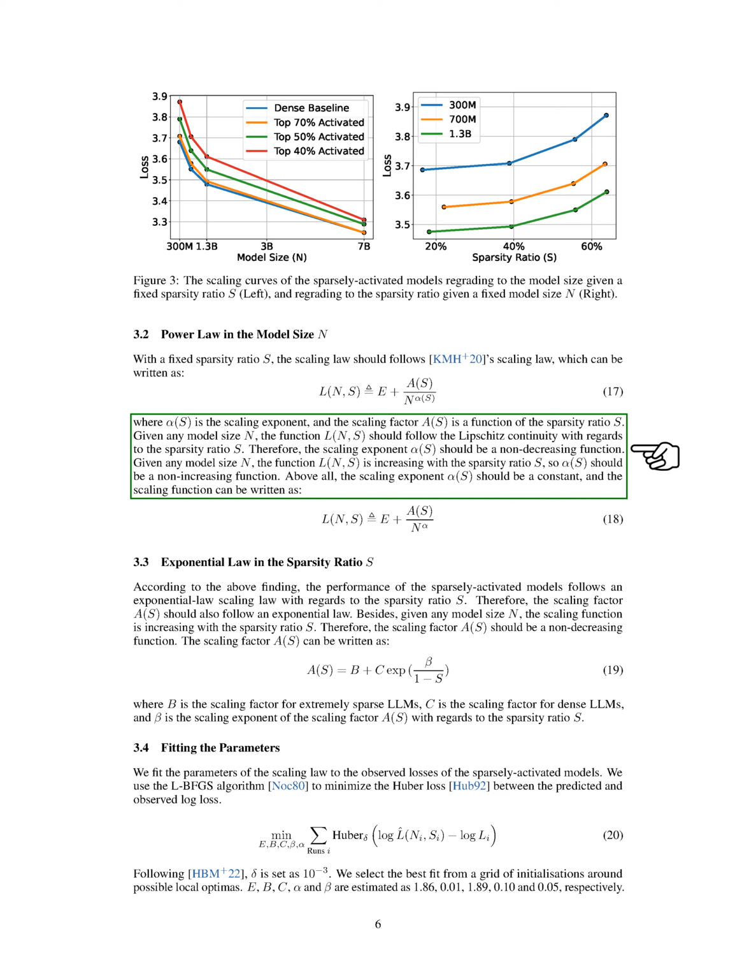Additionally, for any given model size, represented as n, we observe that the scaling function increases as the sparsity ratio S increases. This leads us to conclude that A(S) is a non-decreasing function. We express the scaling factor A(S) in terms of other parameters. B represents the scaling factor for models that are extremely sparse, C is for dense models, and beta is the scaling exponent of A(S), concerning the sparsity ratio S to fit the parameters of this scaling law.